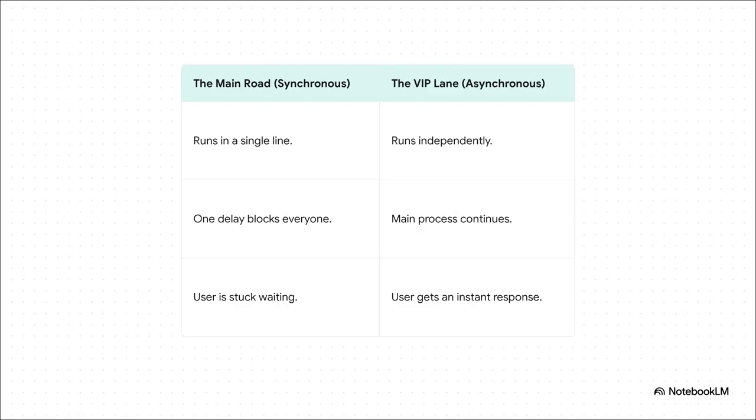And this really breaks it down, doesn't it? The main road, that's your normal synchronous process. Everything's in a single line, one delay stops everyone, and the user is stuck waiting. But that VIP lane, that's asynchronous. Tasks run on their own, the main process keeps moving, and the user gets an instant response. So, how do we get into that VIP lane? Well, that's where the @future method comes in. It is literally your key.